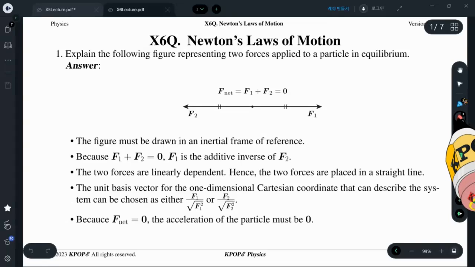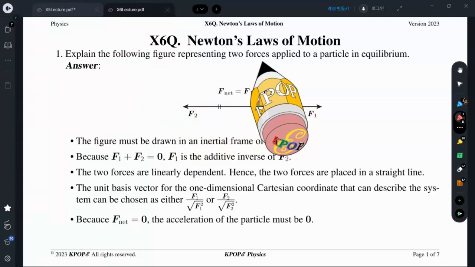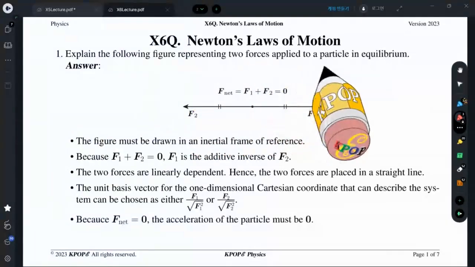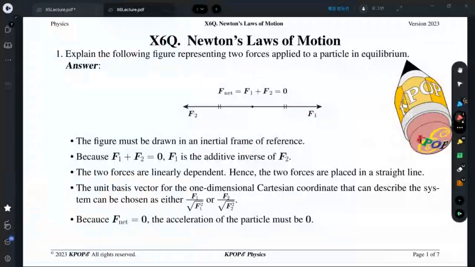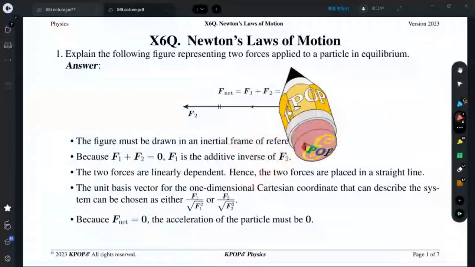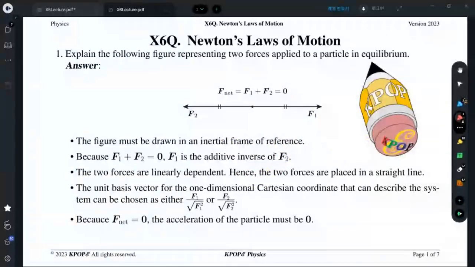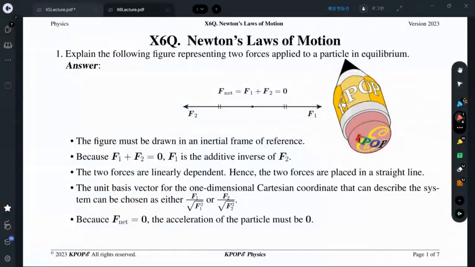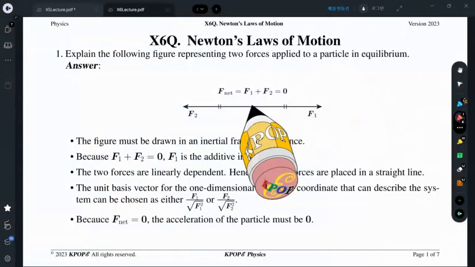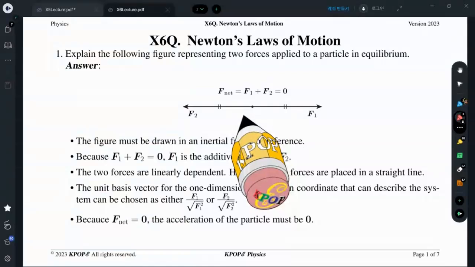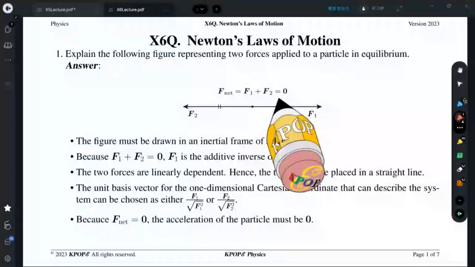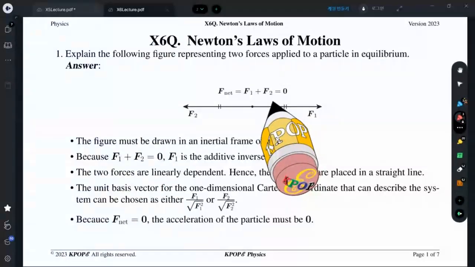Newton's laws of motion. Explain the following figure representing two forces applied to a particle in equilibrium. Two forces are applied and the particle is in equilibrium. In that case, net force is 0 and net torque is also 0.